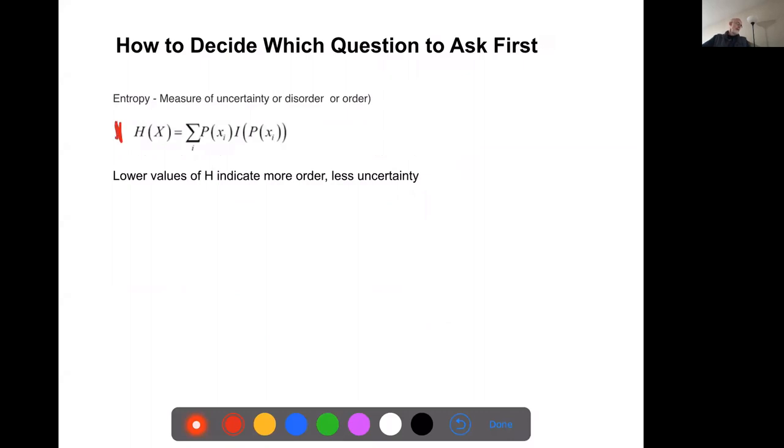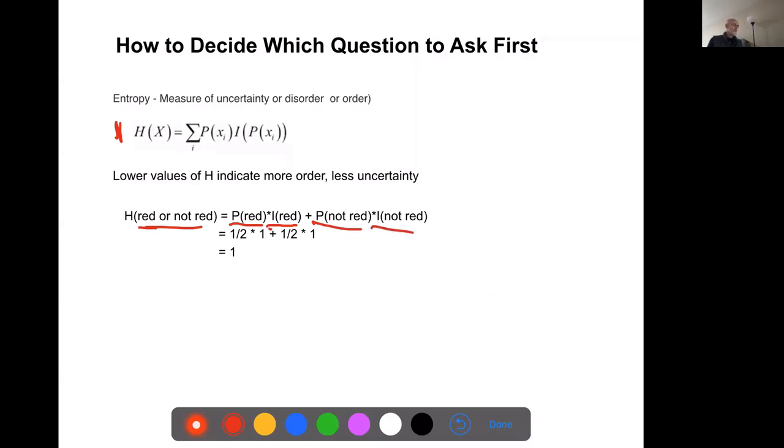So we now come to entropy, which, depending upon the perspective, is a measure of uncertainty or disorder of information. The lower values of entropy indicate more order and less uncertainty. And so now, the entropy of being red or not red, well, it's the probability of red times information of red, plus the same thing for not red. And so clearly we get 1, which is good because we know that it has to be that or not.